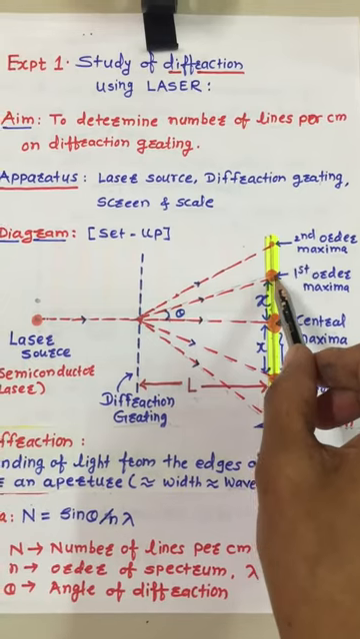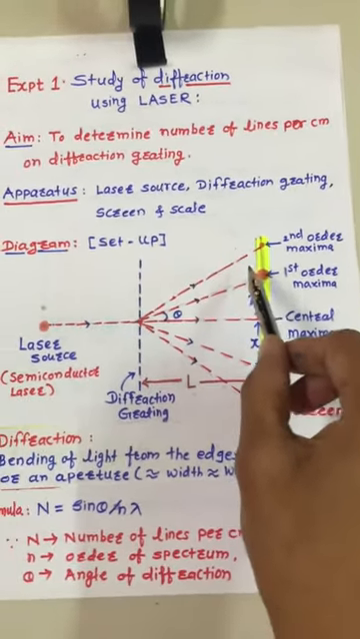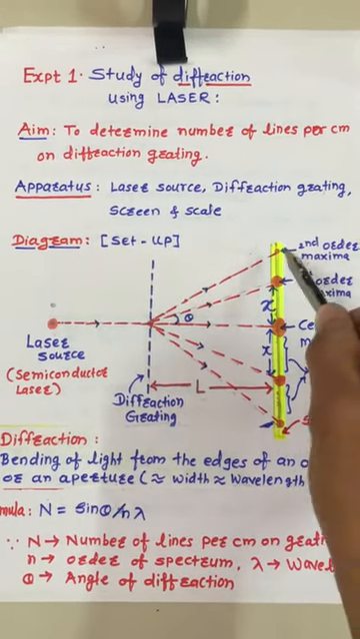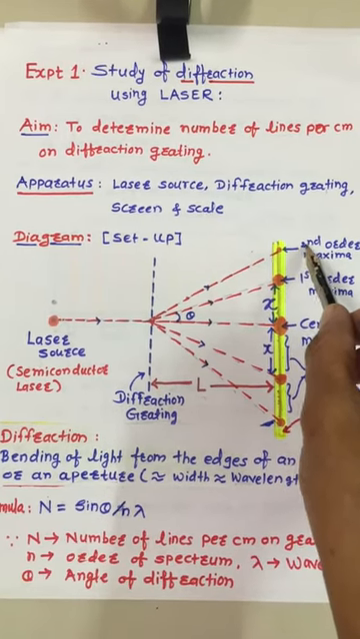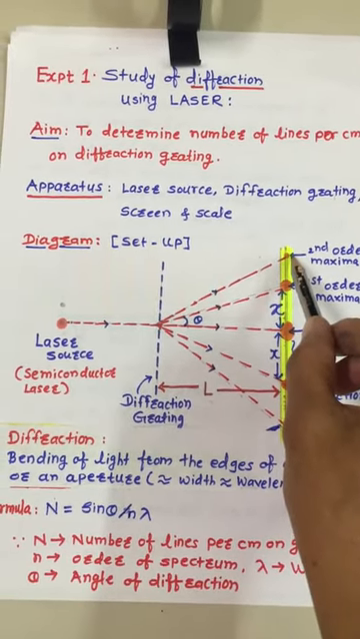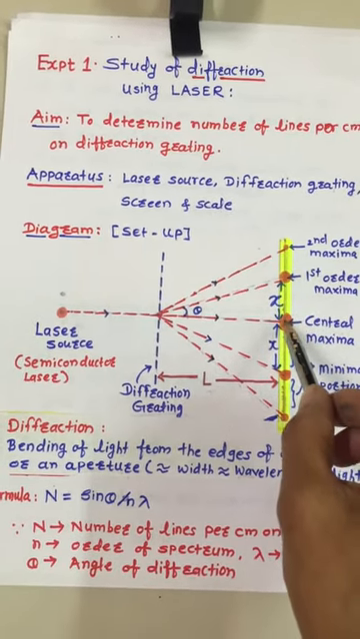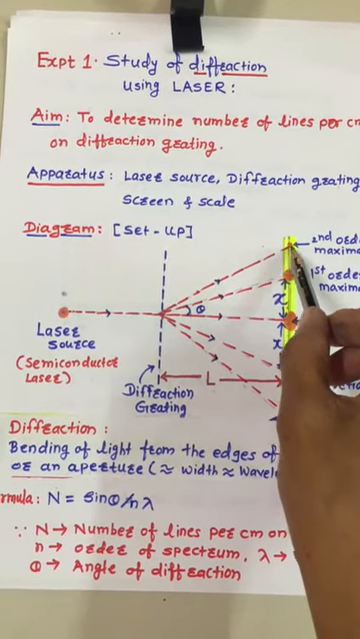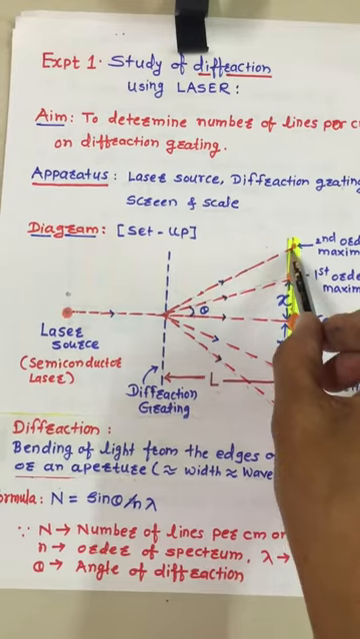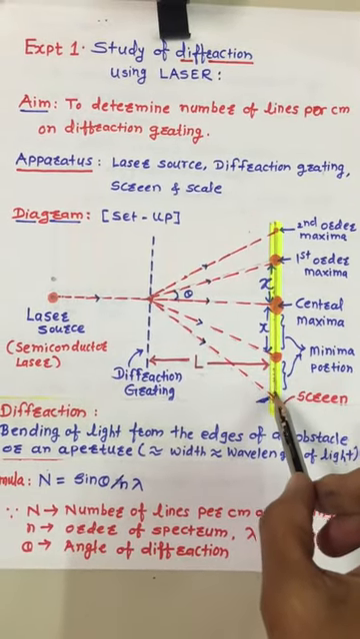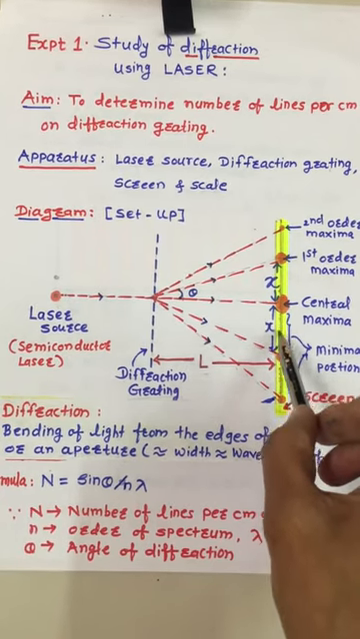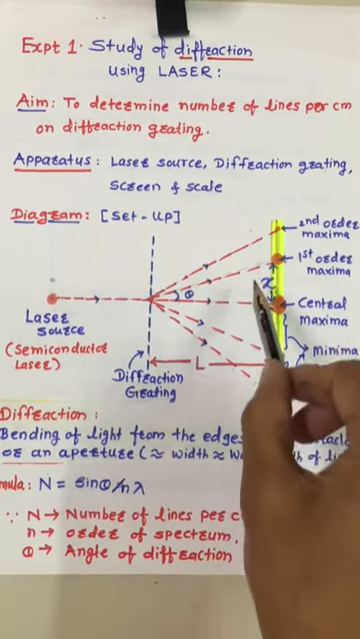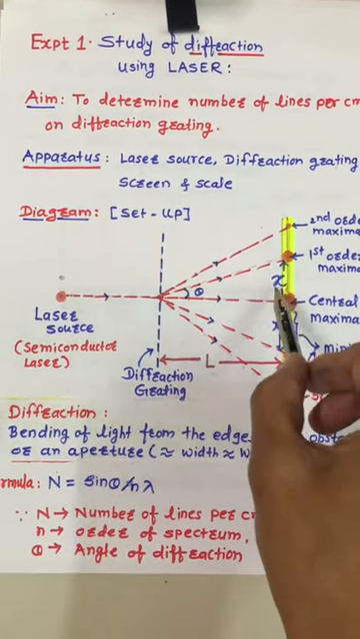Next to that, one more spot we observe, that is also a maxima, but the order of this maxima is first order. As spots increase, intensity decreases and order increases. So this one is the second order maxima. In between the central maxima and first order maxima, or between first order maxima and second order maxima, we observe no light, which means this is the position of minima. All these empty spaces where we do not observe light, only the screen is visible, that portion is called the minima portion.